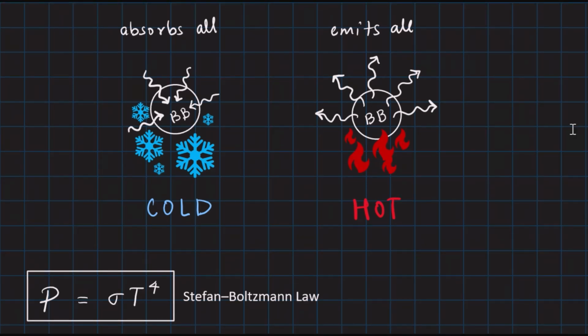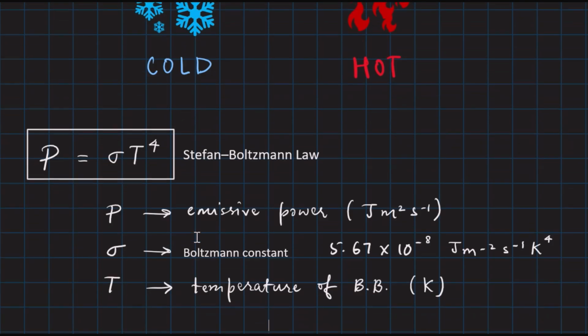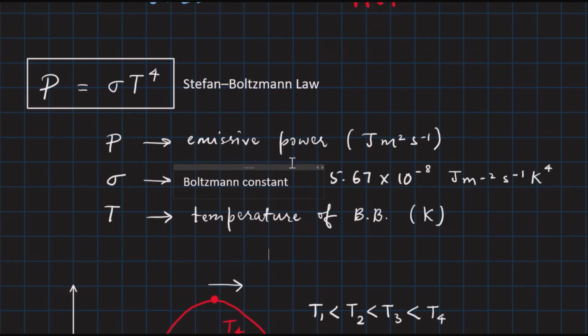A relation that gives the amount of power radiated by a black body is the Stefan-Boltzmann law, which states that the power emitted is proportional to the fourth power of temperature, where P is the emissive power of the body, sigma is the Stefan-Boltzmann constant, and T is the temperature of the black body in Kelvin.